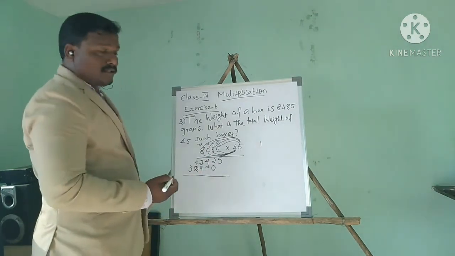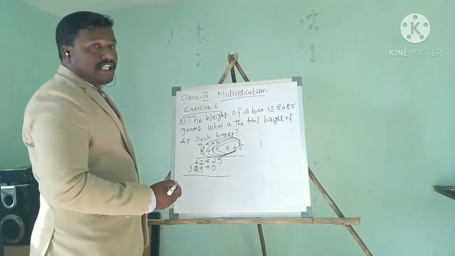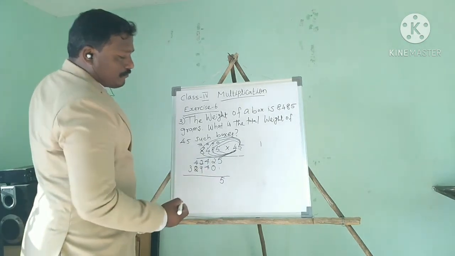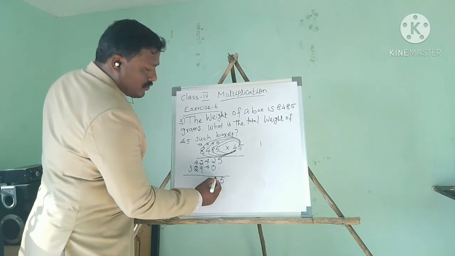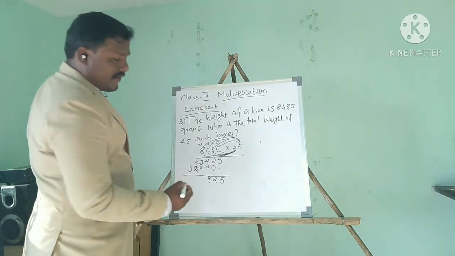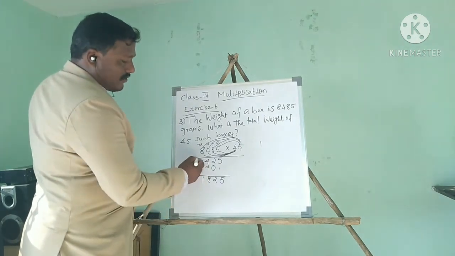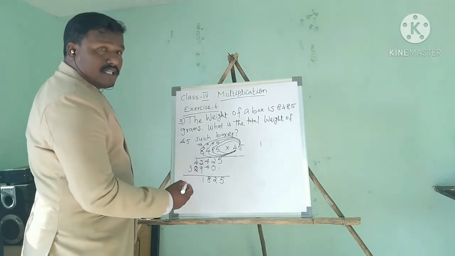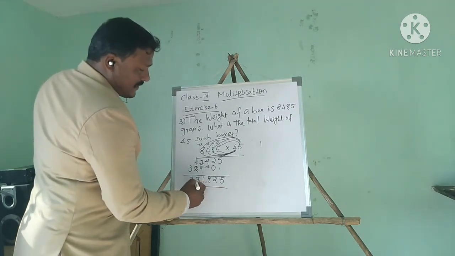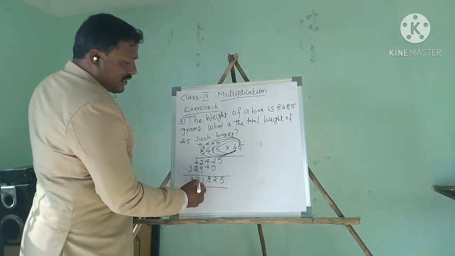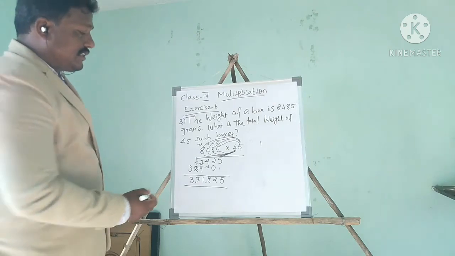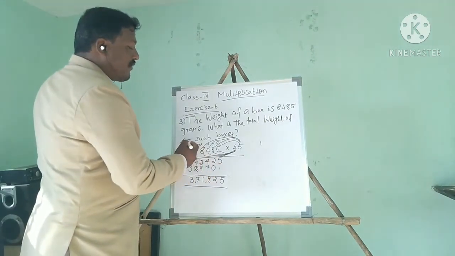Now we want to add. First we multiply, after that we have to do addition. Here there is no number, only 5 is there, so we put 5 as it is. 2 plus 0 is 2. 4 plus 4 is 8. 9 plus 2 is 11. We put 1 and remainder 1. 4 plus 1 is 5. 5 plus 2 is 7. Here 3 as it is, we will write it. So now see, ones, tens, hundreds, thousands, ten thousands, lakhs. So 3 lakh 71,825 is the total grams of the 45 boxes.